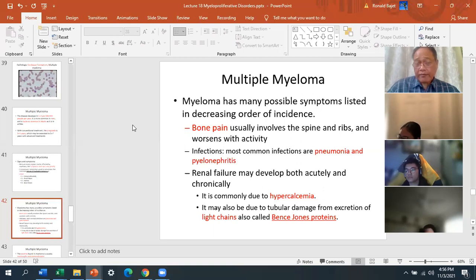Okay, and for multiple myeloma, you're excreting light chains or Bence-Jones protein. Bence-Jones protein are light chains that make up your antibodies. So because you have antibody overproduction, you'll be positive for Bence-Jones protein. So Bence-Jones protein, remember, equals light chains. All right. Bence-Jones protein equals light chains.